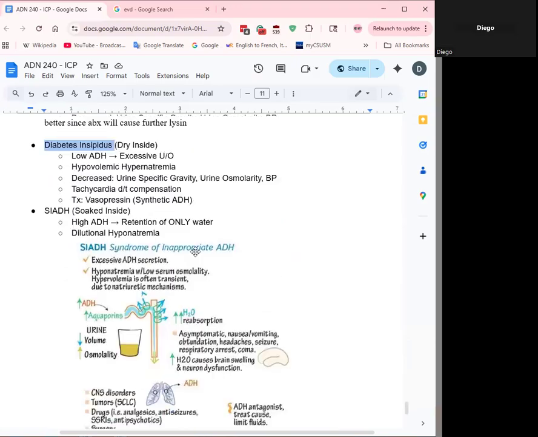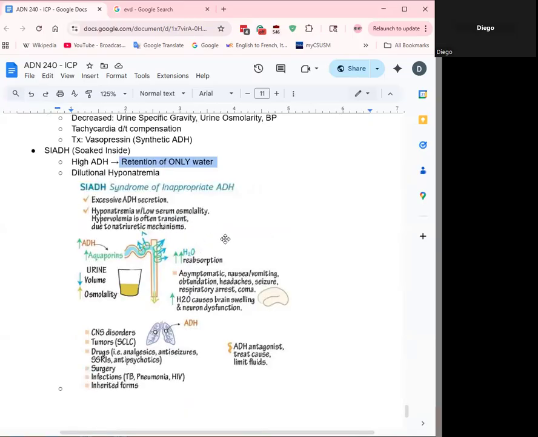The next one would be the opposite. So SIADH, which is syndrome of inappropriate ADH. So too much ADH. The SI part of it can be thought of as soaked inside, because they're retaining fluid inside. They are retaining only water. So now you're going to have dilutional hyponatremia. The salt level didn't change, but now there's so much volume that in comparison, that concentration is low.